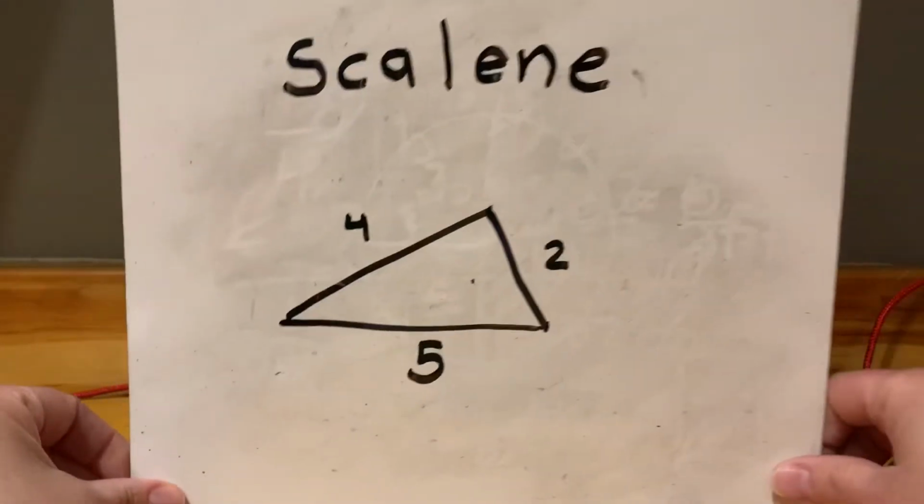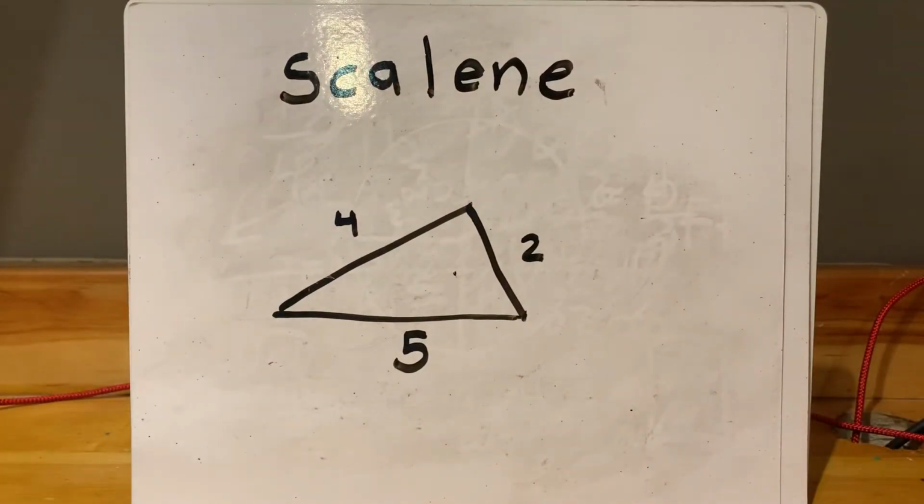Next, we have a scalene triangle. On a scalene triangle, all three sides are different.